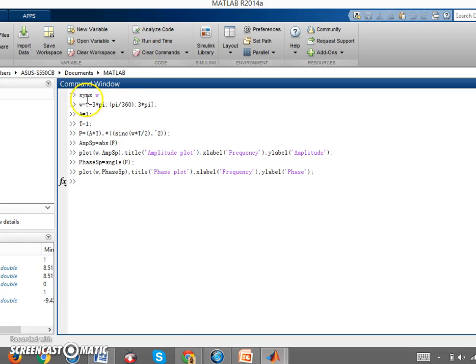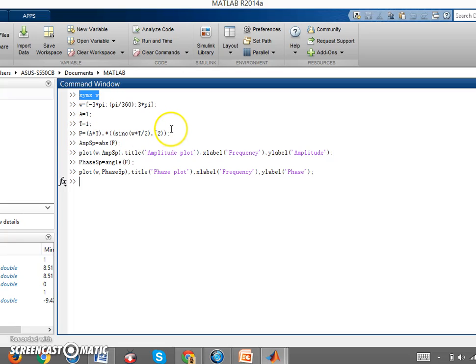For the Matlab of this question, we will have this. This is the coding for the Matlab of the Fourier transform of A T sinc squared omega T over 2. So the symbol W is the declaration of omega for the double, and omega we will set it from negative 3 pi to 3 pi. The pi over 360 is to stabilize the graph so that we can get a smooth graph. So we will have the constant A equals 1 and T equals 1, so that it will not interrupt the graph.